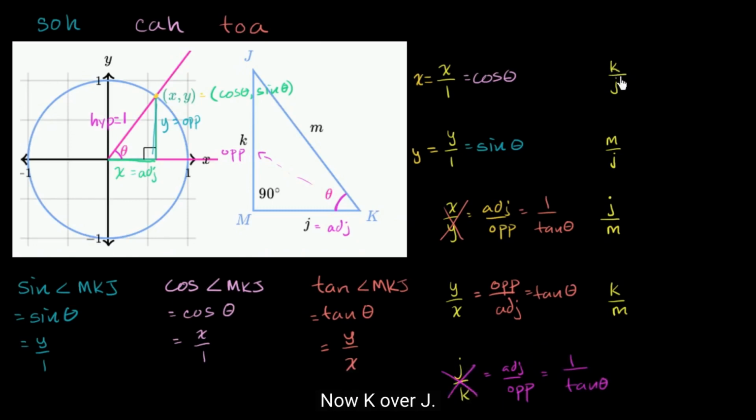Now k over j. Well, now this is opposite over adjacent. That is equal to tangent of theta, or tangent of angle MKJ. So this is equal to k over j.